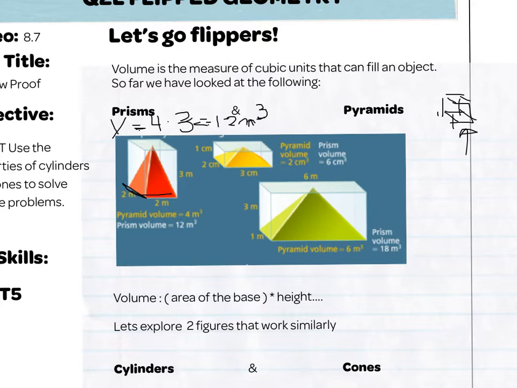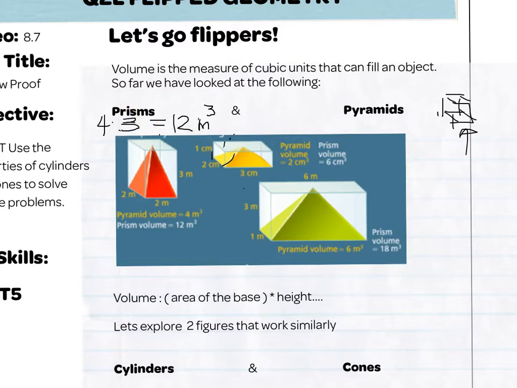New stylus, guys, new stylus, trying to make it work, okay? It says 12 meters cubed. So again, that was the area of the base, 2 times 2 is 4, times the height of the prism, which is 3, which gave us 12 meters cubed.